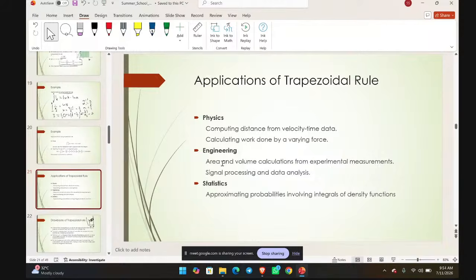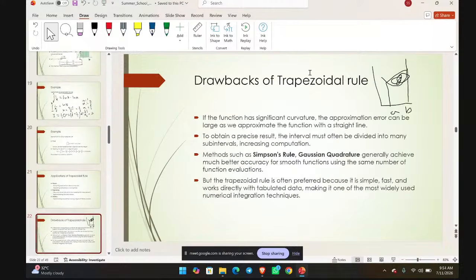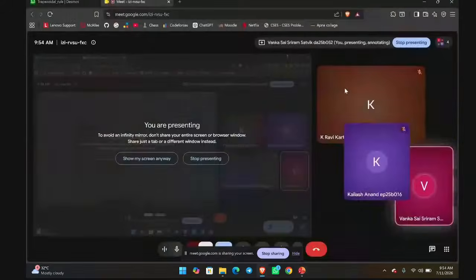So we use this trapezoidal rule to approximate the integrals for area and volume. So it's used in engineering and it's also used in signal processing and data analysis. In statistics also, if you know about continuous probabilities, many integrals show up. Most of them don't have a solution, so we use the trapezoidal rule to approximate the area. So yeah, let us see some illustration of this trapezoidal rule.